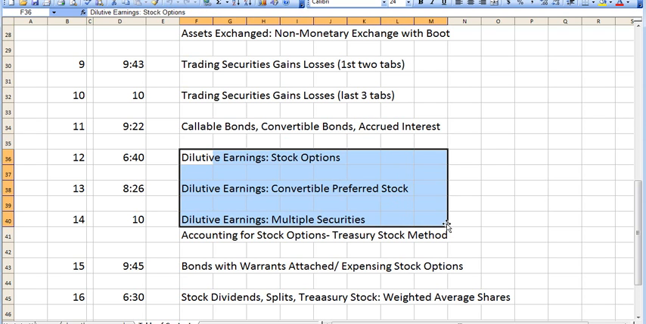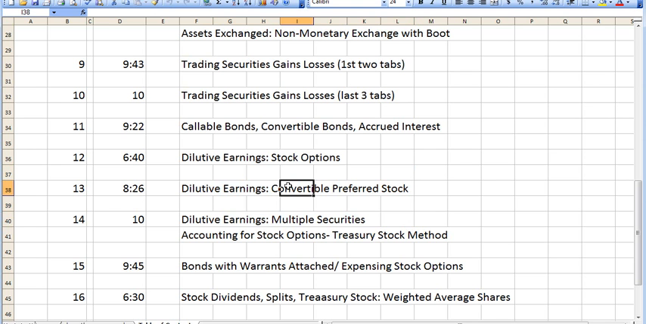You'll see we have a group of 3 videos on diluted earnings. Securities that can be converted into common stock, remembering that common stock is the denominator of the earnings per share formula. There's 4 or 5 securities that we can convert into common stock. So we talk about stock options, convertible preferred stock. We also go into convertible bonds again and how that may dilute earnings here.